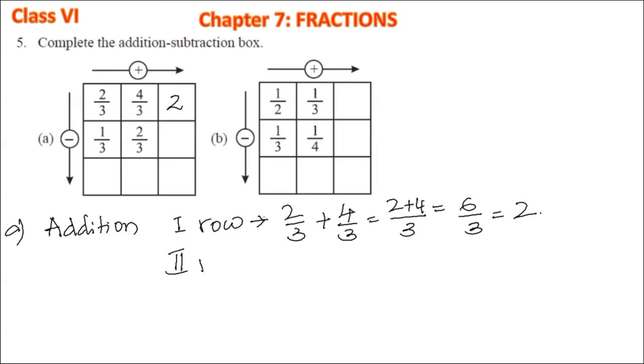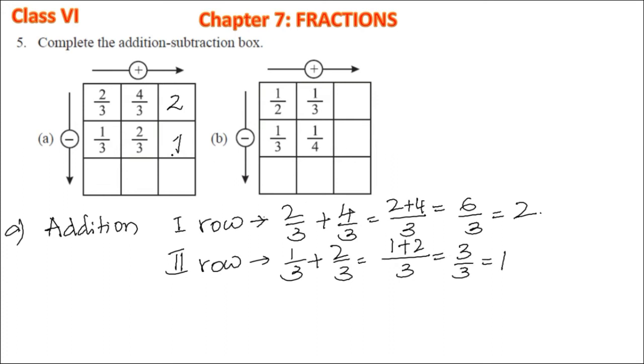In the second row, we have 1 by 3 to be added to 2 by 3. LCM is 3 again. 1 added to 2 will be 3. 3 by 3 is 1. Now it's the subtraction towards the column.